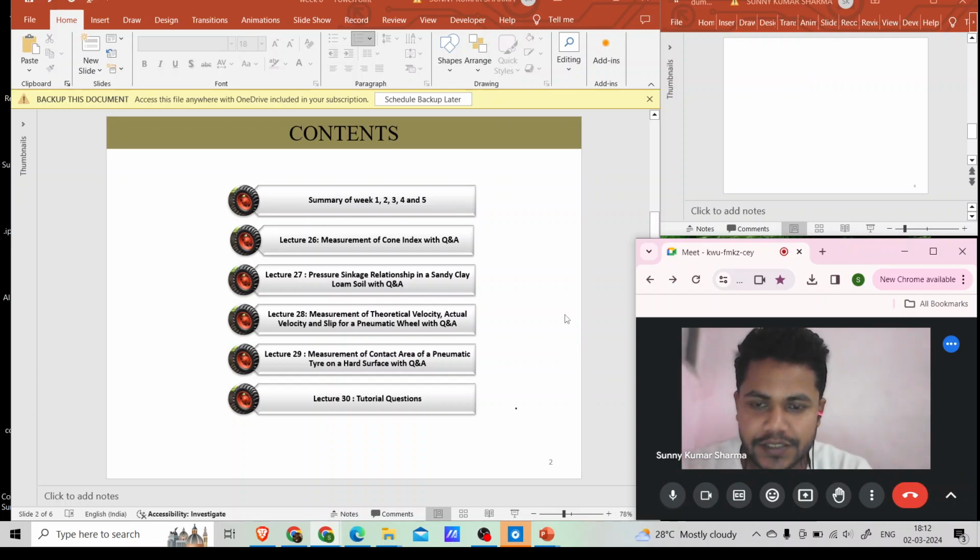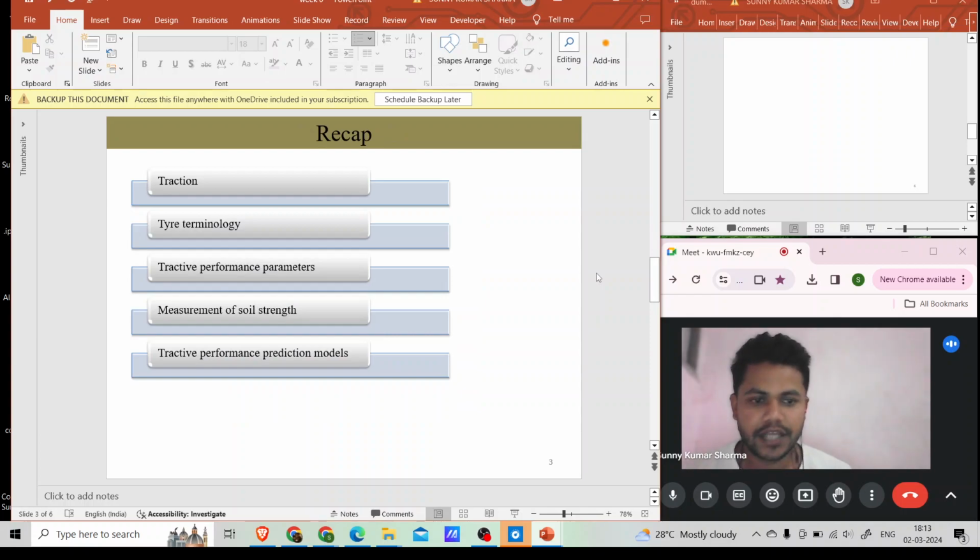In lecture 26, we have measurement of cone index. In 27, we have the pressure sinkage relationship in sandy clay loam soil. In 28, we have measurement of theoretical velocity, actual velocity, and slip for an elemental wheel. In 29, we have measurement of contact area of a pneumatic tire on a hard surface. Let's start the discussion of today.